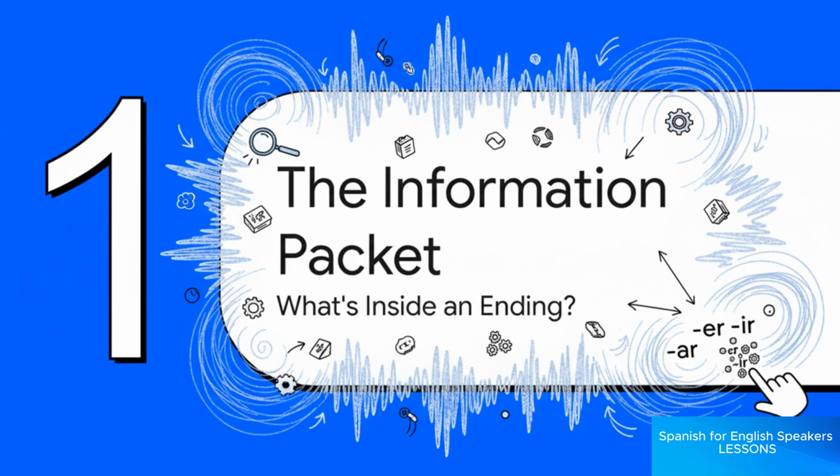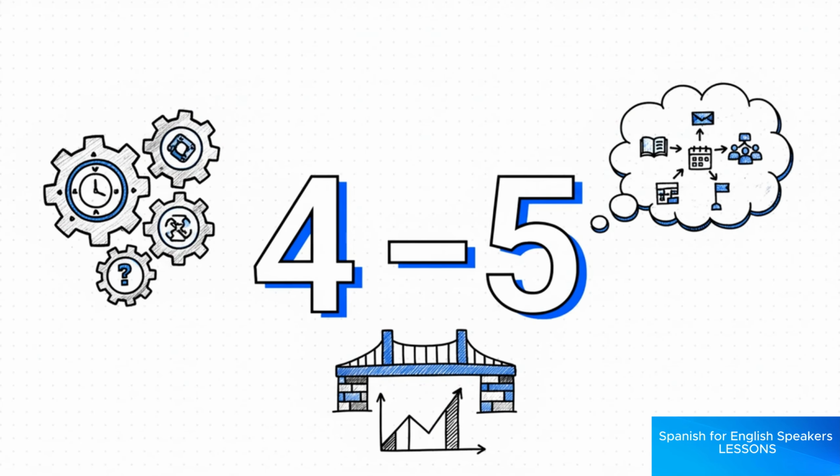So where's the secret? Where's the key to this whole thing? Well, it's actually hidden in plain sight. It's right there, inside those tiny little endings you've been memorizing. They are way more powerful than they look. Get this. Every single Spanish verb ending contains 4 to 5 separate pieces of grammatical information. That's right. One little syllable can do the work of several English words. It's actually an incredible piece of linguistic engineering when you think about it.